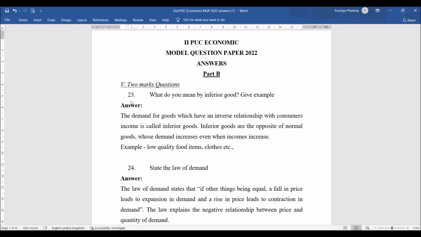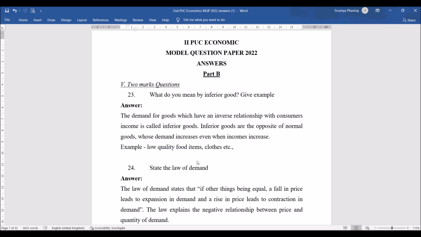The 23rd question on this model question paper is, what do you mean by inferior good? Give example. The demand for the goods which have an inverse relationship with consumers' income is called inferior good. Inferior goods are the opposite of normal goods, whose demand increases when income increases. Example, low quality food items, clothes, etc.